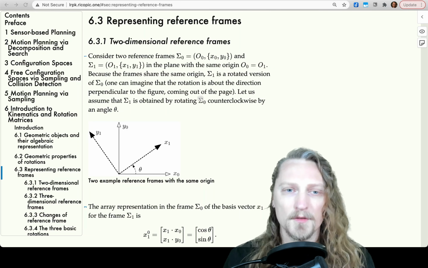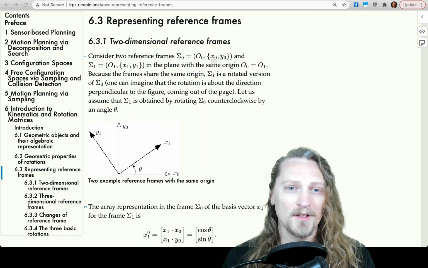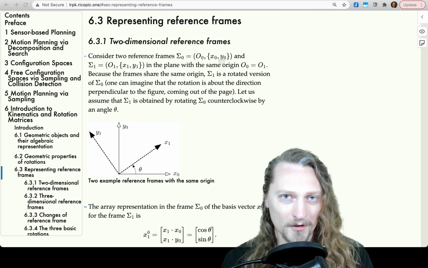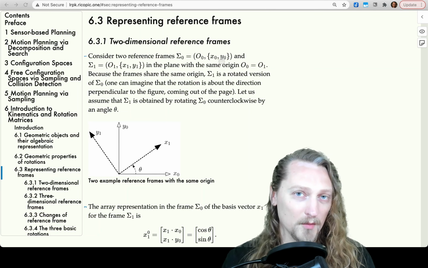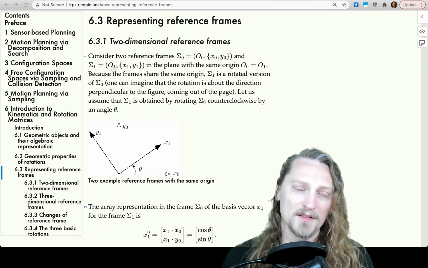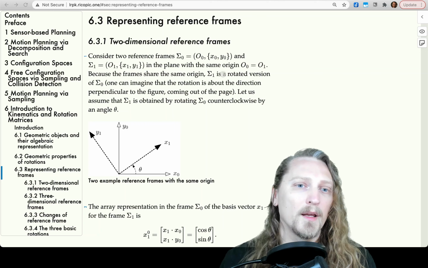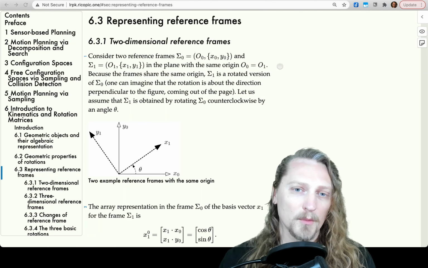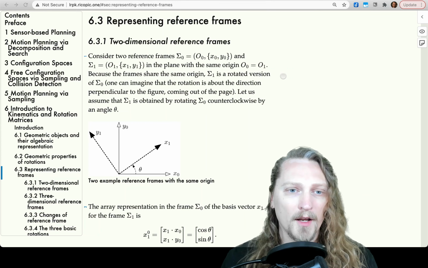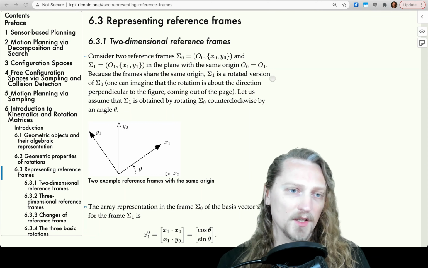Consider two reference frames, sigma naught, the first one, which contains an origin and two basis vectors, or two unit orthogonal vectors that describe a basis for the plane, and sigma 1, which also has its own origin and its own basis vectors in the plane with the same origin. So we're going to set those two origins equal to each other. Because the frames share the same origin, sigma 1 is a rotated version of sigma 0.